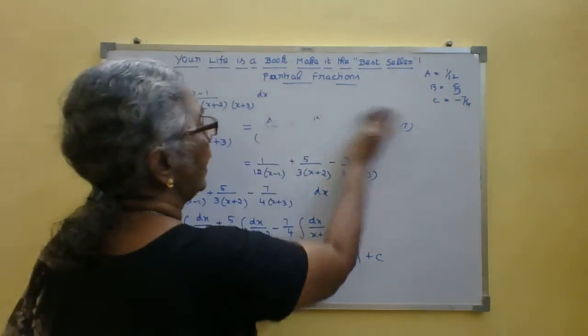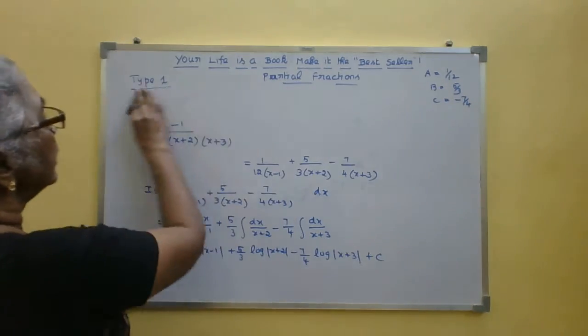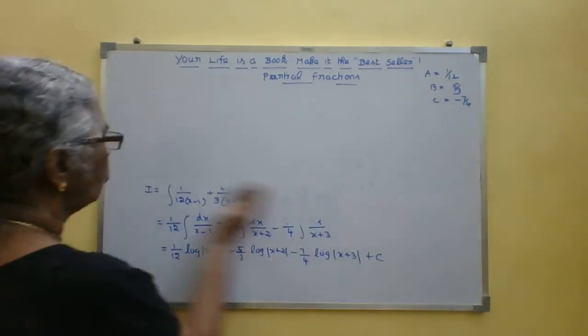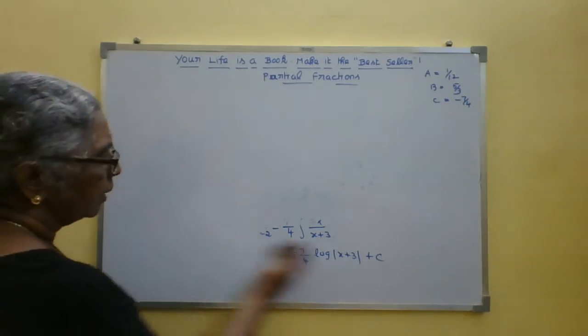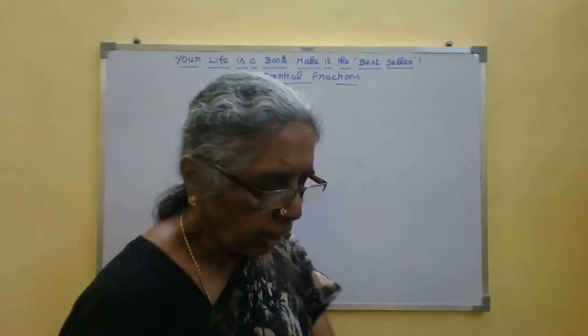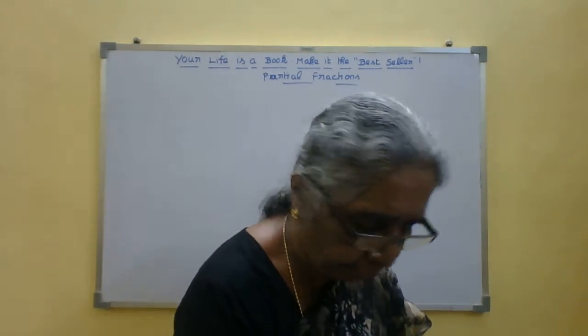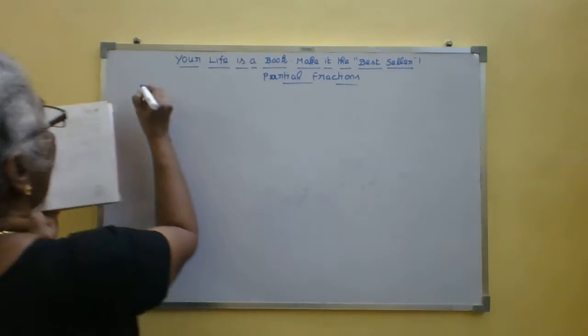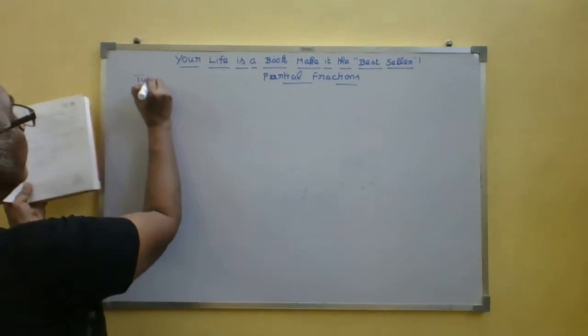Okay, in the type 2 I am going to now take repeated factor. I will tell you what is repeated factor. Okay, that I call as my type 2. So let me explain by an example to you. So now I will be considering my I is equal to, this is my type 2.